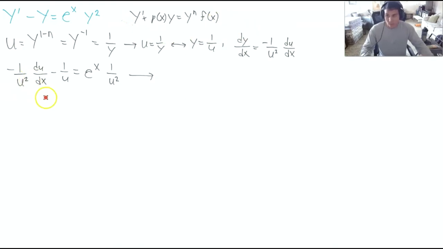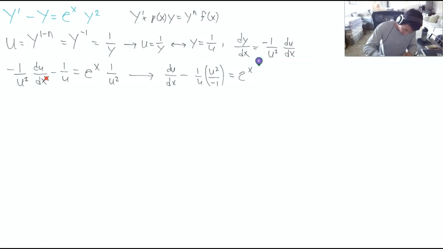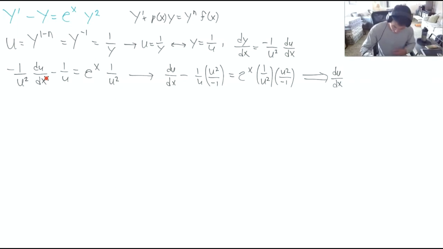So what we do is we try to get du dx by itself. If we multiply everything by u squared over negative 1, to make it a little nicer and solvable, we get du dx plus u is equal to negative e to the x. Okay, now that looks a lot easier to solve, and now we can do our integrating factor.